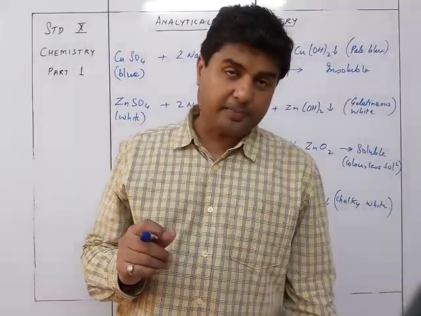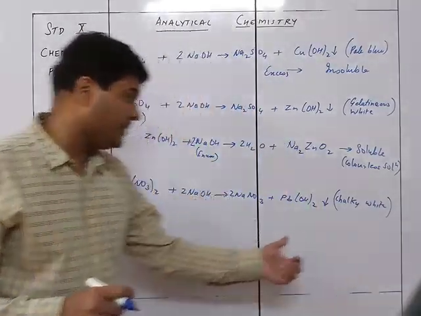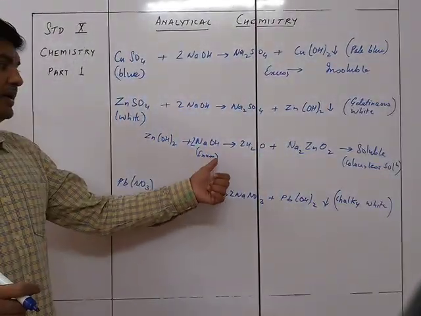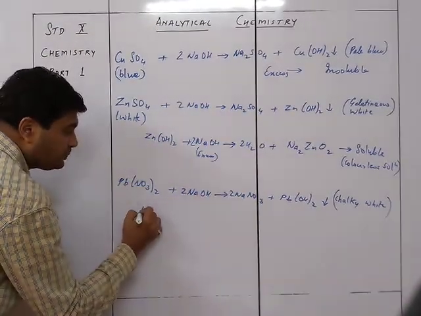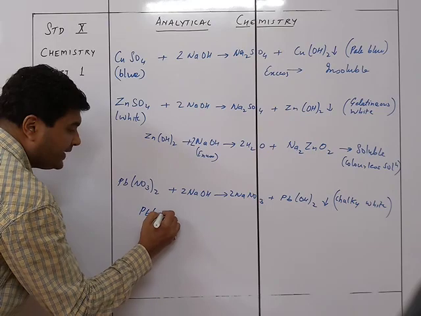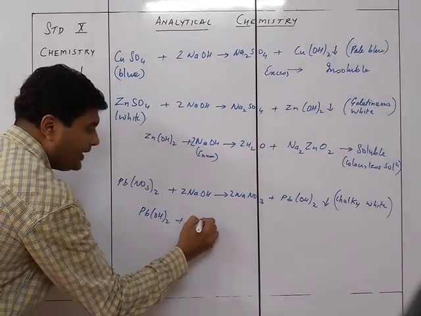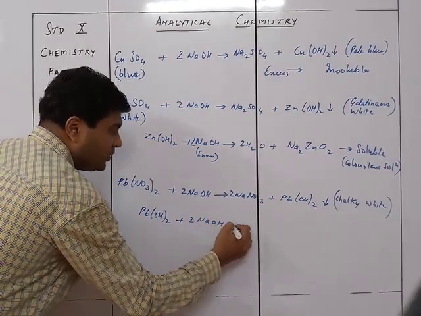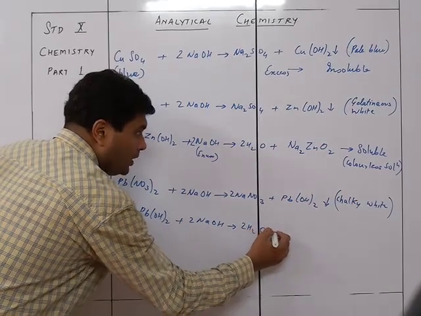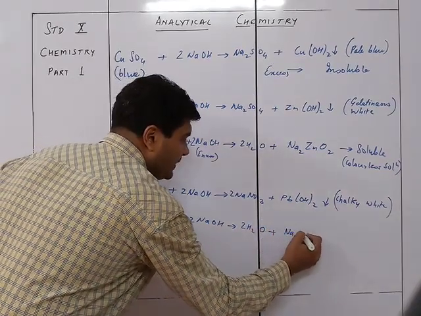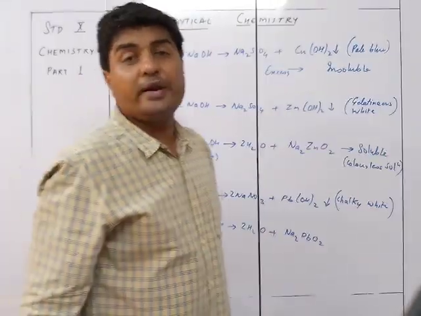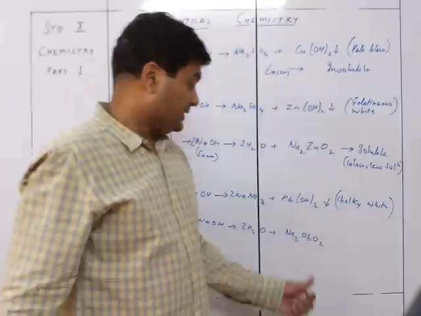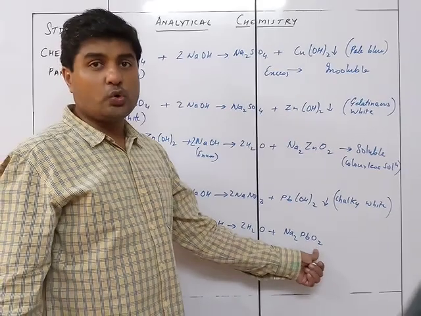This chalky white precipitate which you are going to get is going to be soluble again when I put it in excess. So here if I see further, I get Pb(OH)2 plus 2NaOH is going to give me 2H2O plus Na2PbO2, okay, that is sodium plumbite.